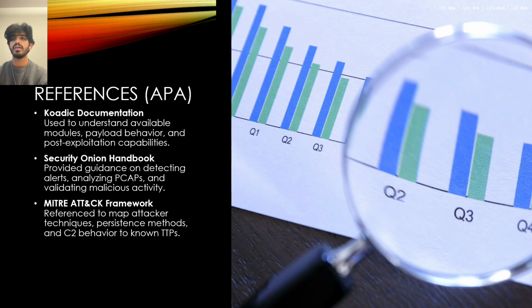And for our references, these are the references that we used: the Quadic documentation, Security Onion handbook, and MITRE ATT&CK framework. Finding the commands for Quadic was a little bit tough, but the help command in the system itself helped us a lot.